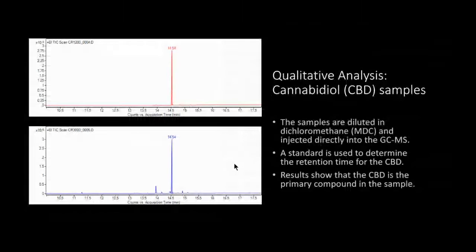So the sample preparation is just dilution. In this case, you have a chromatogram of our CBD samples. We have a standard that came off the column at about 14.54 minutes.